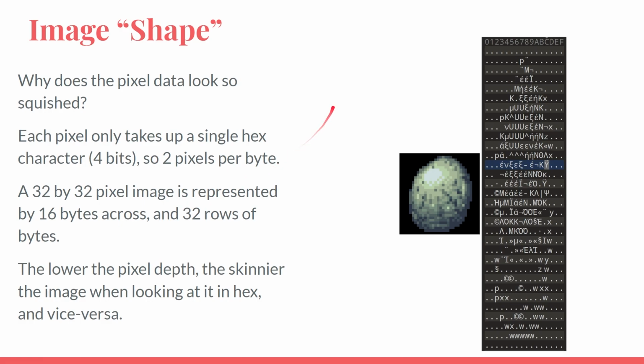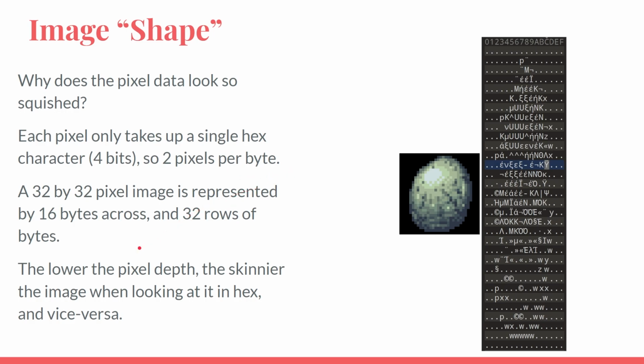Something you're going to have to get used to seeing when looking at images in this way is that a lot of images are going to look squished horizontally. And why is that? Well, it's because each pixel only takes up a single hex character, aka 4 bits. You know, a single byte is 8 bits, so half of a byte is 4 bits. So there are 2 pixels per byte.